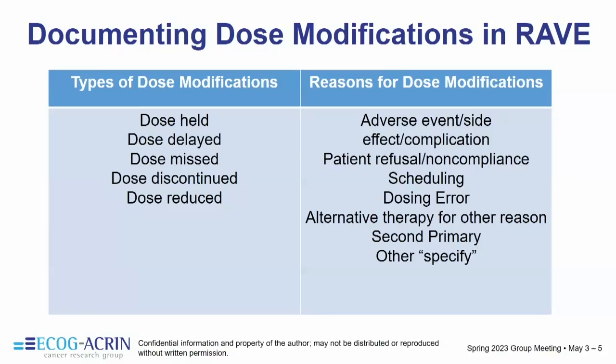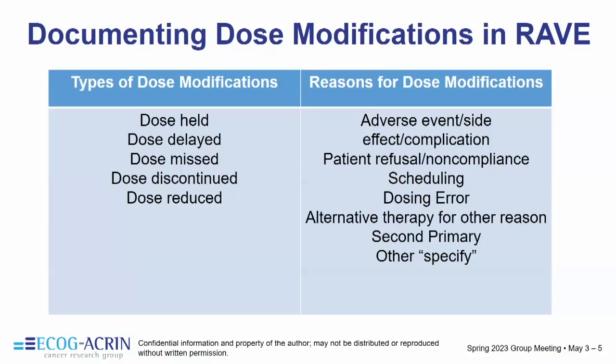So types of dose modifications, I think sometimes people maybe assume that this is only for a dose reduction. But it can be multiple different categories. So it could be a dose held you need to record, dose delayed, dose missed, dose being discontinued early, or dose reduced. And there are a lot of reasons, as we talked about, your side effects, your complications, patient refusal, non-compliance. This would just be where you're entering any days you know are missed on the pill diary or where the patient forgot to take medication.